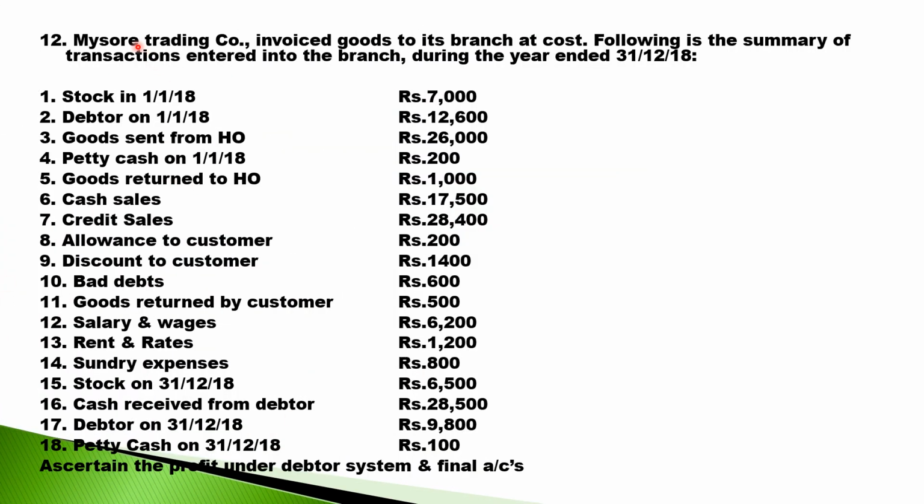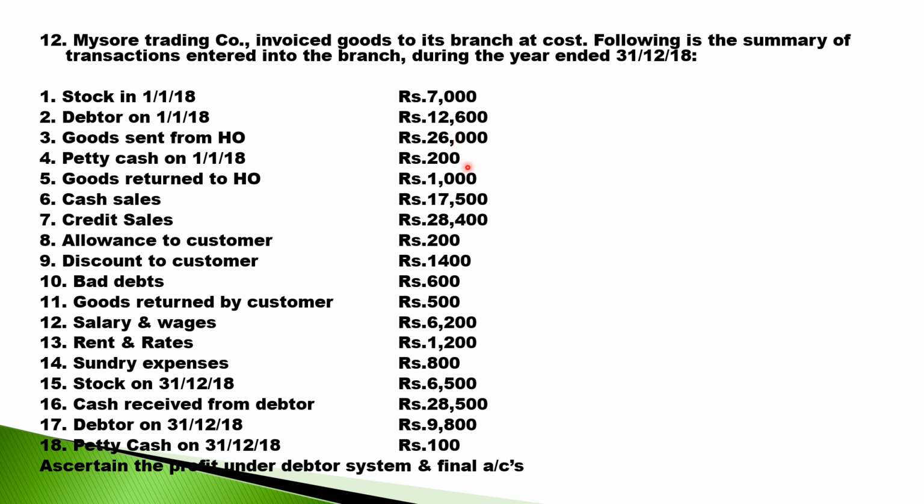Next students, Mysore Trading Company invoiced goods to its branch at cost. Following is a summary of transactions entered into by the branch during the year ended 31/12/18. Stock on 1/1/18 7,000, debit side. Debtor on 1/1/18 is nothing but opening debtor 12,600, debit side. Goods sent from head office 26,000, debit side. Petty cash on 1/1/18 200, debit side.